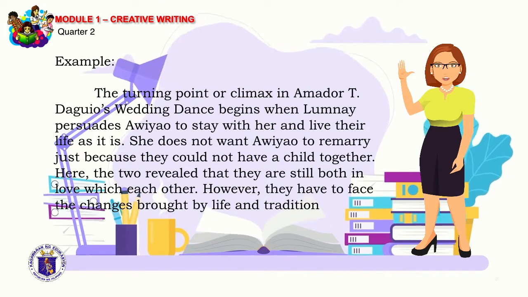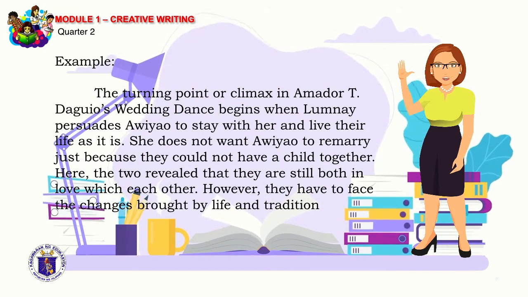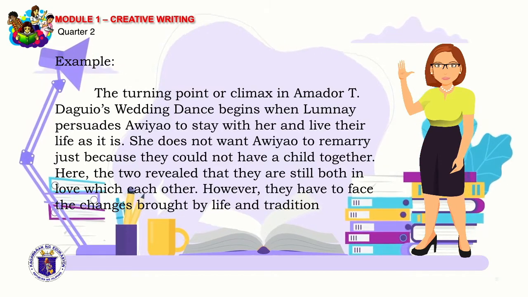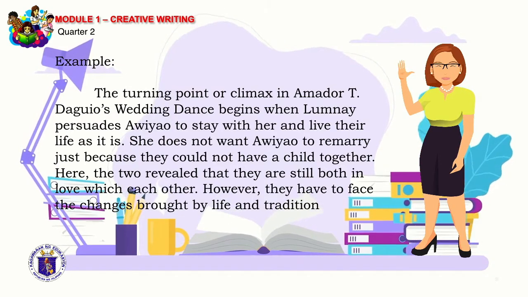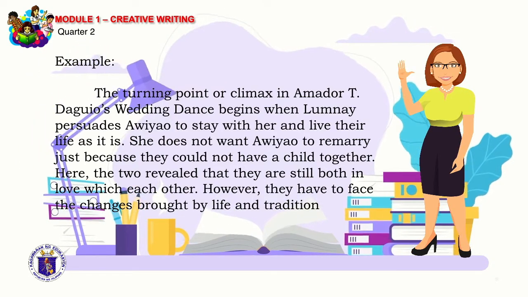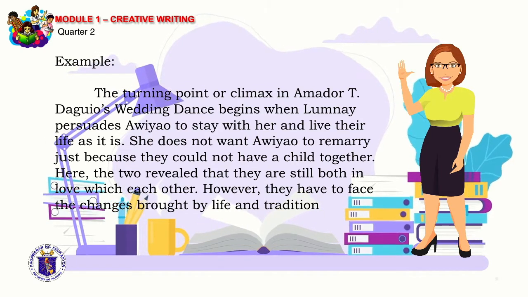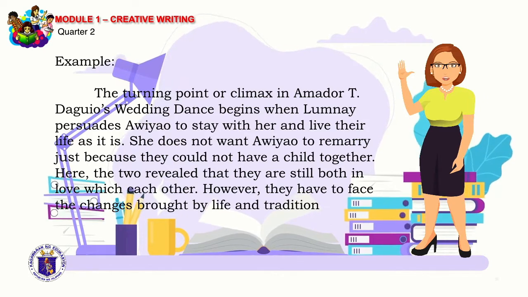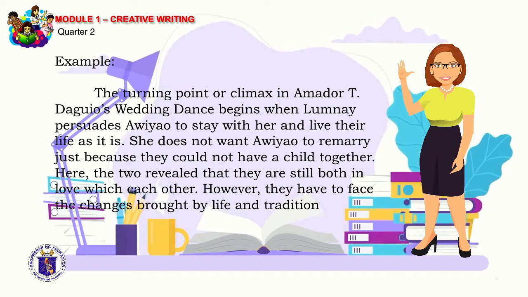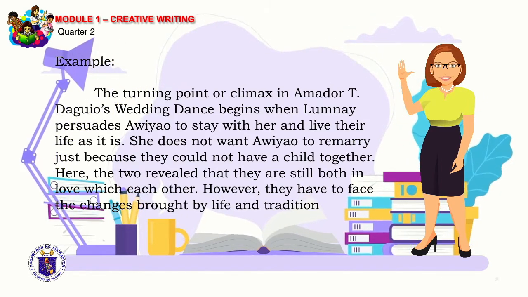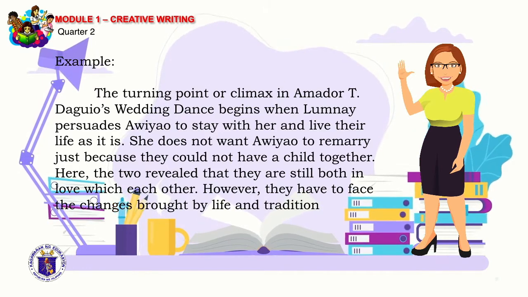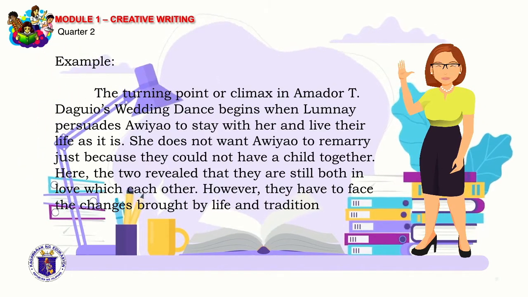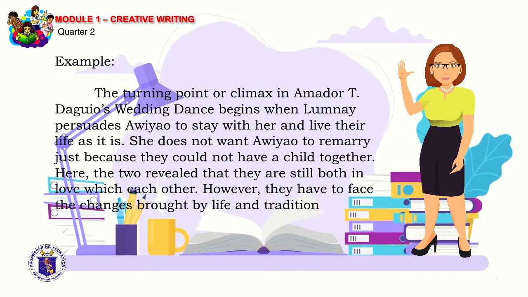An example would be the turning point or climax in Amador T. Daguio's Wedding Dance. It begins when Lumnay persuades Awiyao to stay with her and live their life as it is. She does not want Awiyao to remarry just because they could not have a child together. Here, the two reveal that they are still both in love with each other. However, they have to face the changes brought by life and tradition.